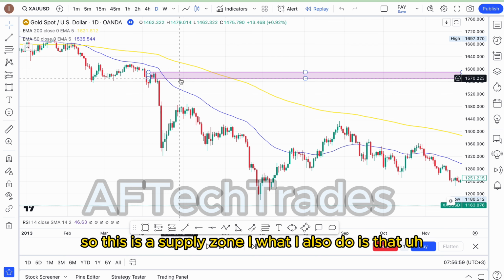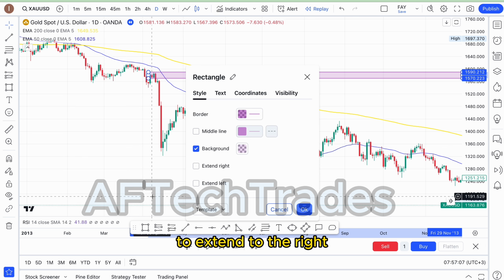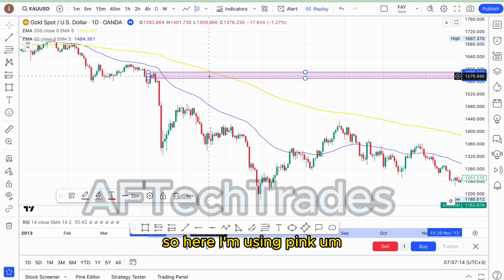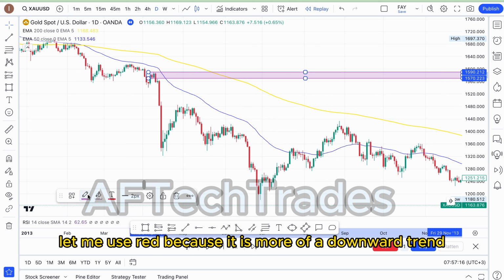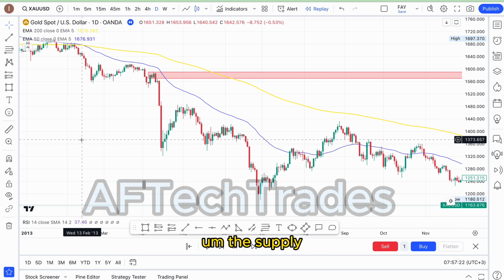What I also do is make sure I configure this to extend to the right. Here I'm using pink, but let me use red because it is more of a downward trend. I will use red to indicate the supply.